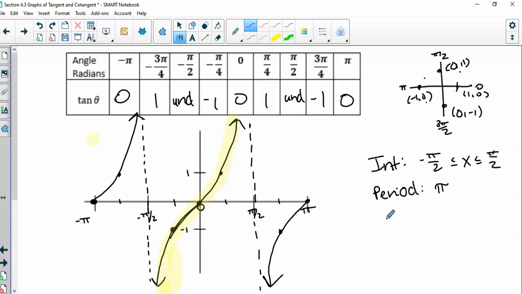Is tangent even or odd? We talked about that with sine and cosine. Even meant symmetric with the y-axis, odd meant symmetric with the origin. Takes 2 flips. So tangent is an odd function, which means if we have a negative on our x, we can pull it out in front.